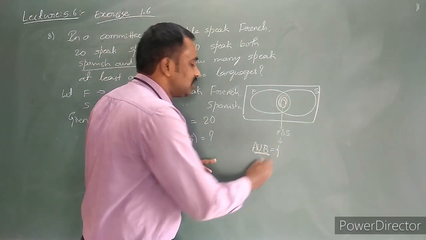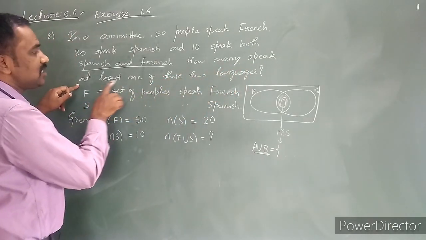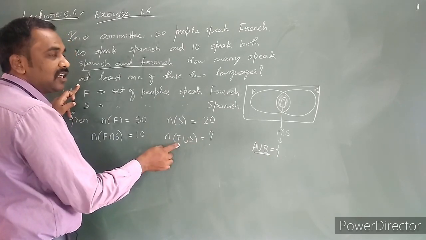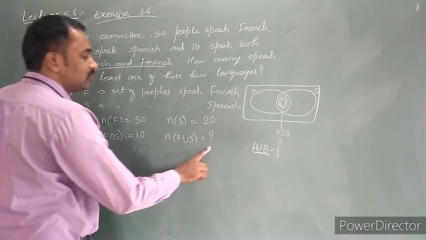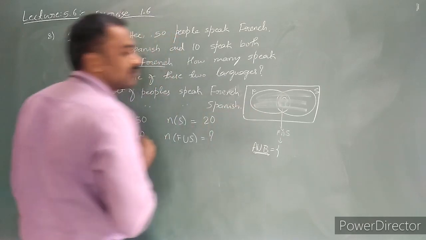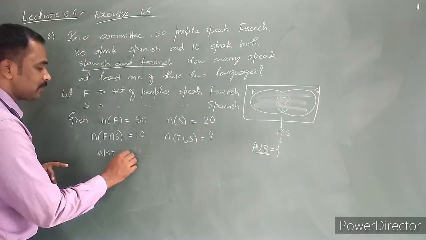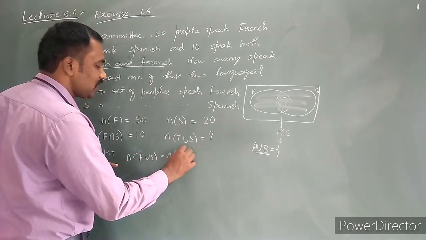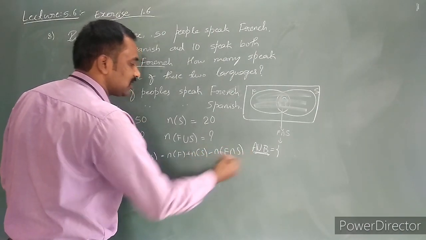That is the definition of A union B. Here also it is the same thing. What is that? Speak at least one of these two languages. Either speak French or speak Spanish, is equal to how much? It is a direct question, that means union. Yes. How many do we need to find? So directly, the formula we know is n of F union S is equal to n of F plus n of S minus n of F intersection S.